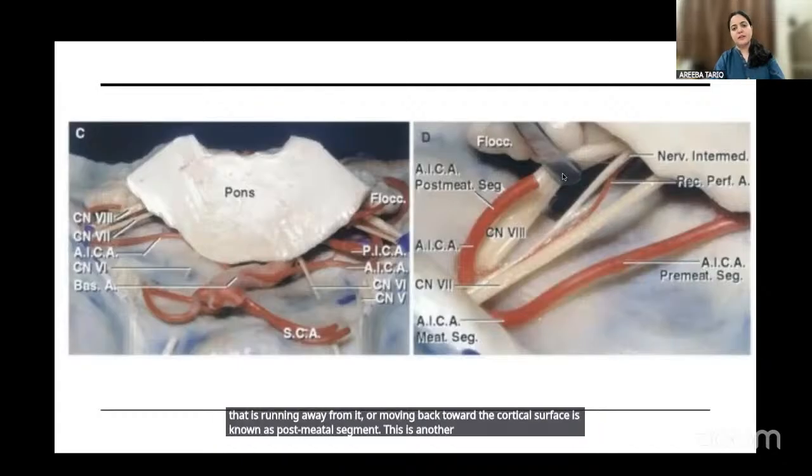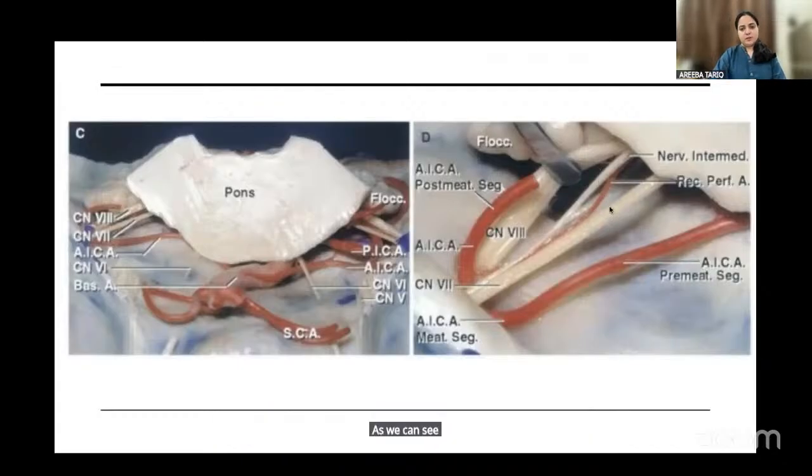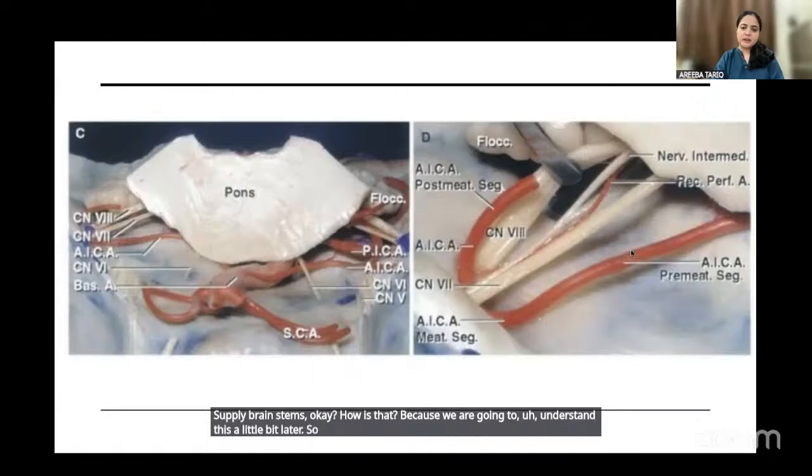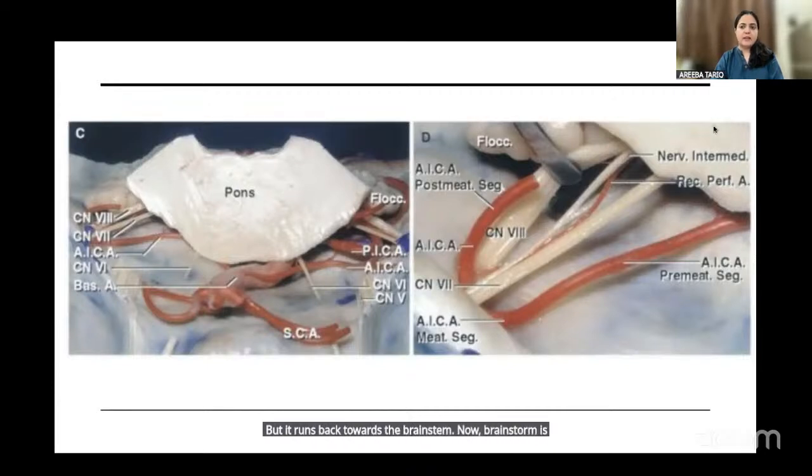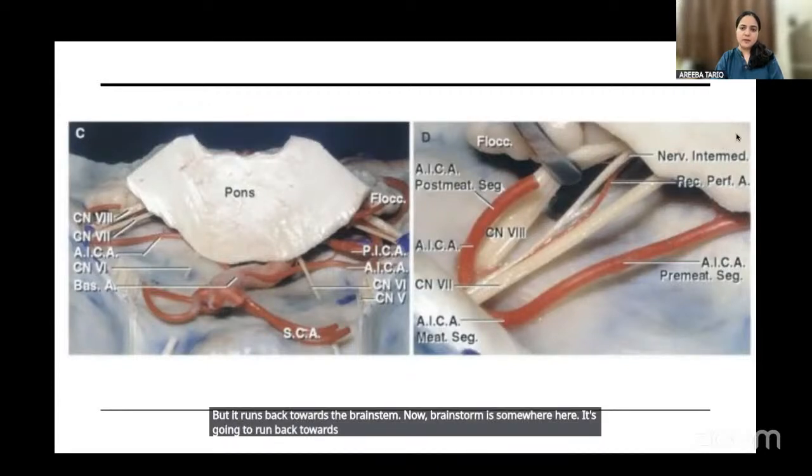This is another way of defining the artery. As we can see, it's closely associated with cranial nerve 7 and 8. Some few honorable mentions, some branches that are present with the ICA: it gives rise to the recurrent perforating artery. What is the recurrent perforating artery? As the name suggests, a perforating artery is an artery that is going to supply the brainstem. We are going to understand this a little bit later. So this recurrent perforating artery arises from the meatal segment of the ICA, but it runs back towards the brainstem to supply it. The brainstem is somewhere here.